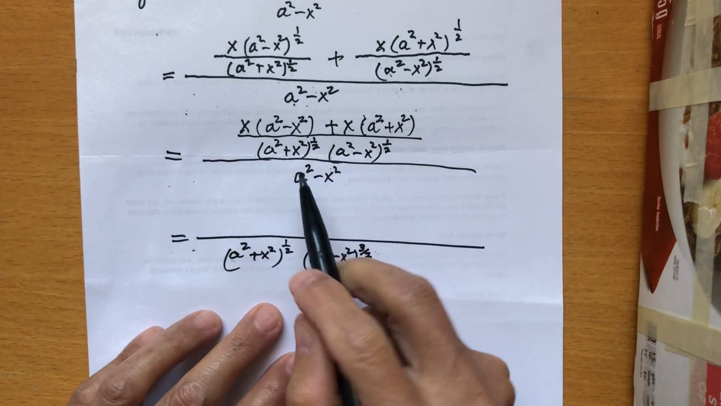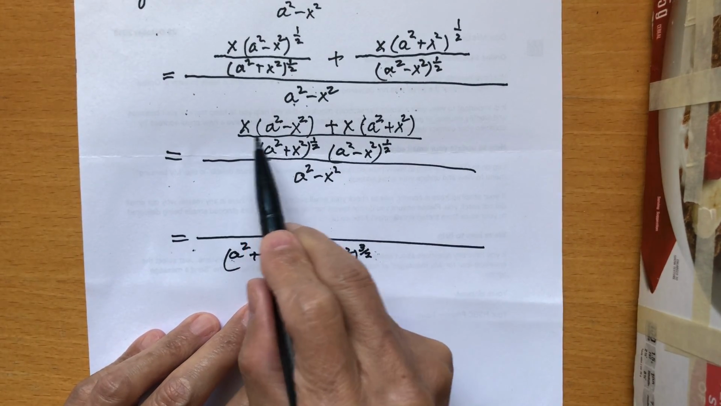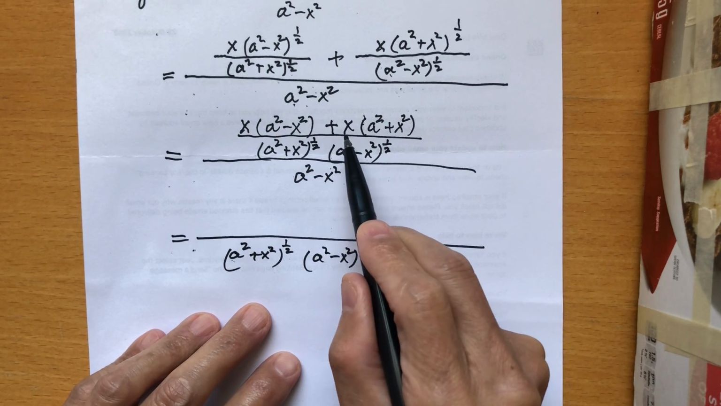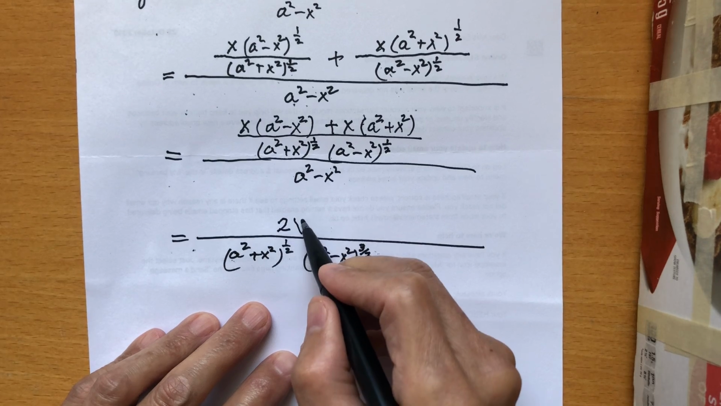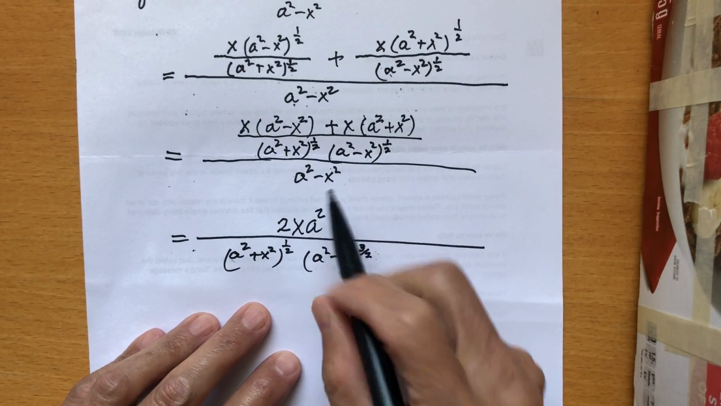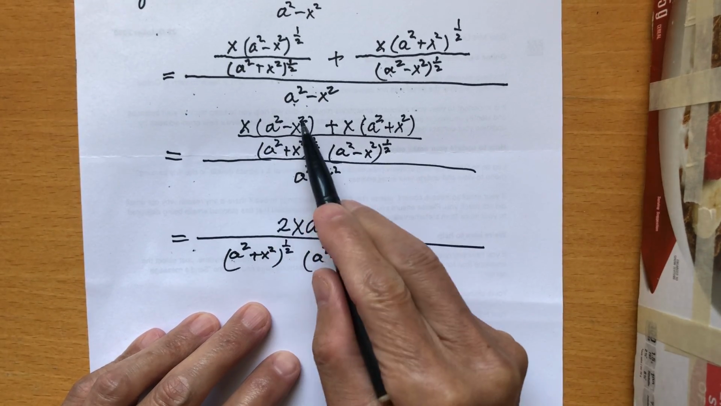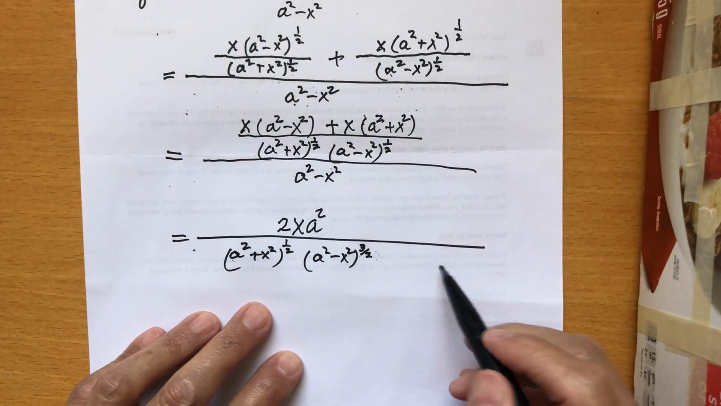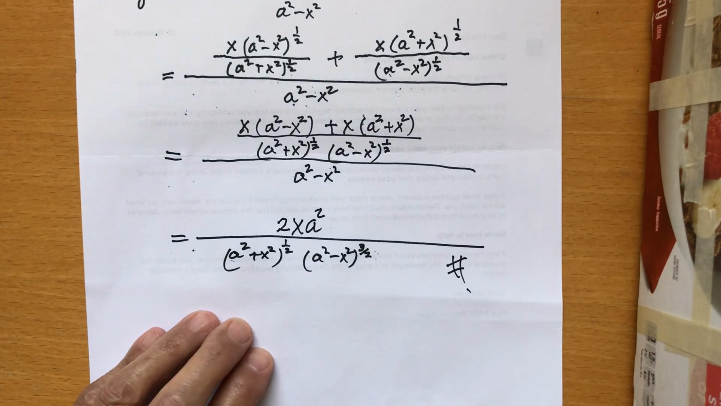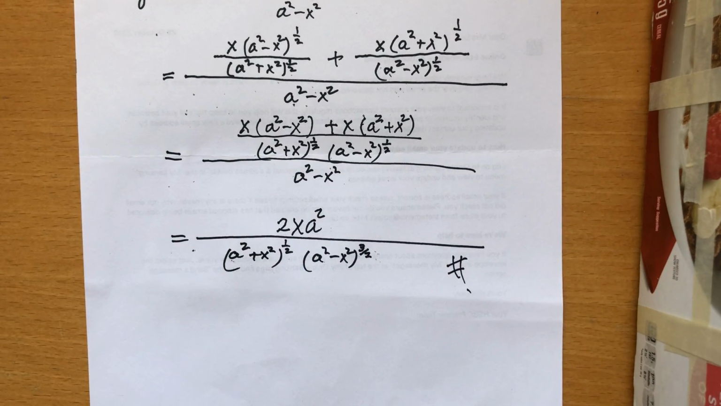And then the top, xa squared. Here, xa squared. So I have 2xa squared. And here, minus x cubed plus x cubed, they cancel. So this is my final answer. So you get the same final answer as before.